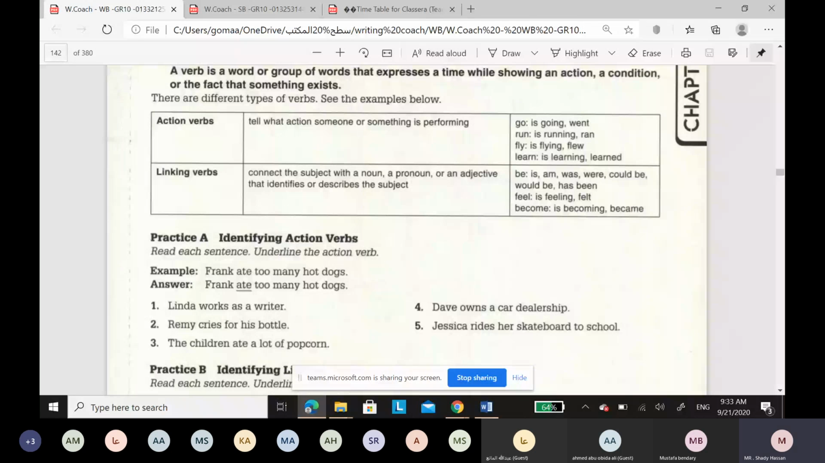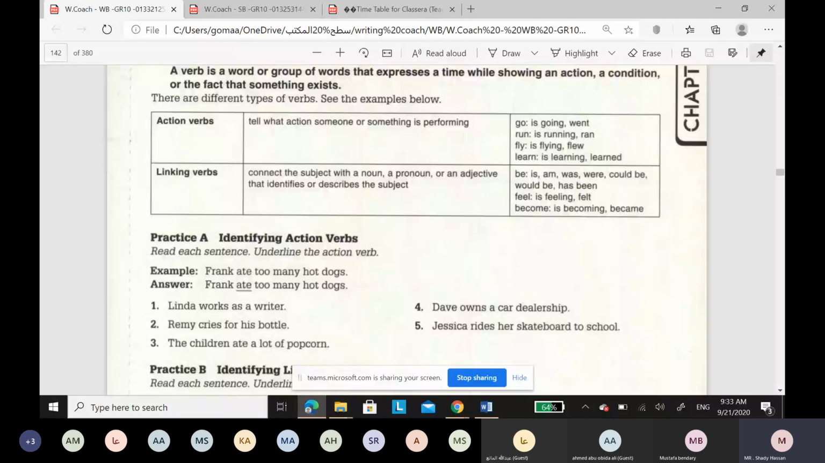Practice A, identifying action verbs. Read each sentence, underline the action verb. Example, Frank ate too many hot dogs. The answer is Frank ate too many hot dogs and he underlined the word ate. Ate in here is the action verb. Okay, this is the example.